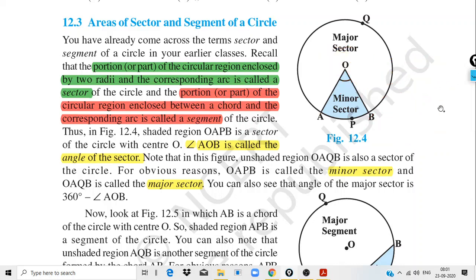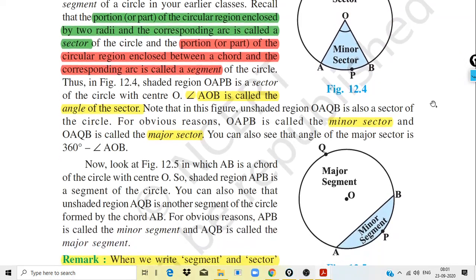Now we'll move to the segment part. Here it is the segment. Now you see, what is a segment? Segment is a portion of the circle enclosed between a chord, any chord, here AB is a chord, and the corresponding arc. Now you see AB is a chord and APB is an arc, the corresponding arc of chord AB.